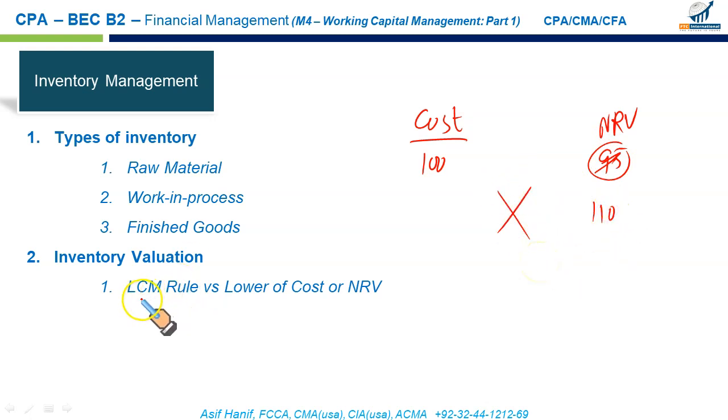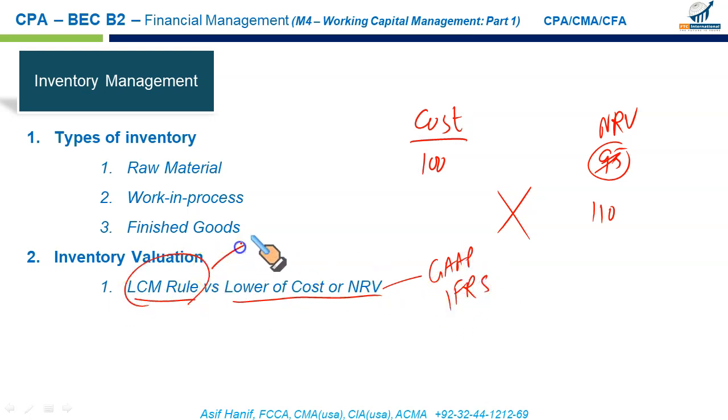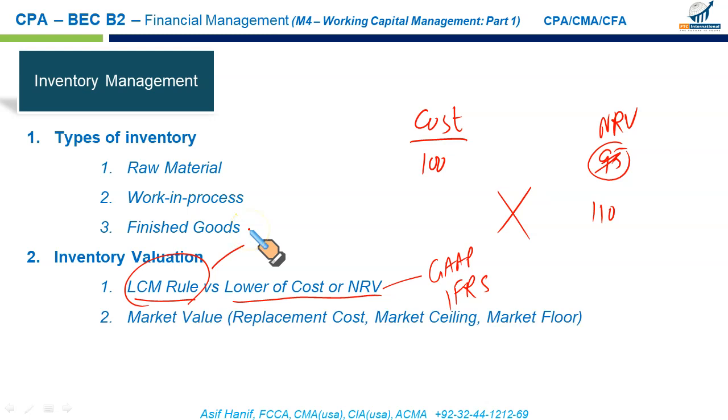So this is the rule we used. The LCM rule applies if the inventory is valued under LIFO or the retail method, and for all other methods you use lower of cost or NRV. The lower of cost or NRV is applicable both under US GAAP as well as IFRS, whereas the LCM rule is only applicable under US GAAP. So that's the important point I just told you.